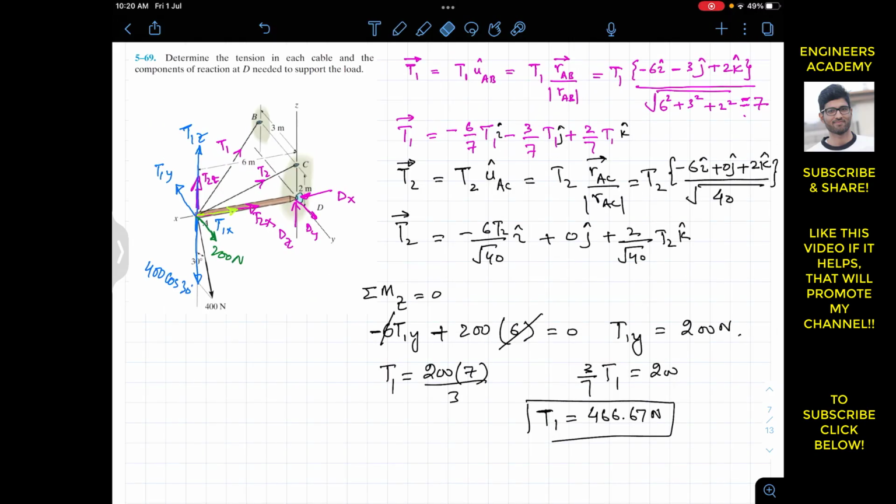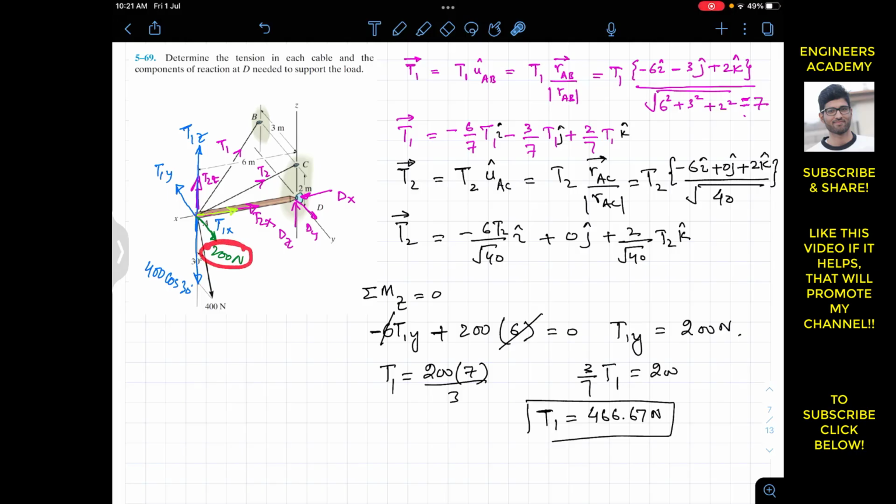Now to find T2, again, if we find the moment about the y-axis, if we determine the summation of moment about the y-axis, that must be equal to 0. And now we know T1. So if we know T1, we will be able to find T2 if we apply the summation of moment about the y-axis. All those components which are intersecting with the y-axis are not going to produce the moment about the y-axis, and the components which are parallel to the y-axis are not going to produce the moment about the y-axis.